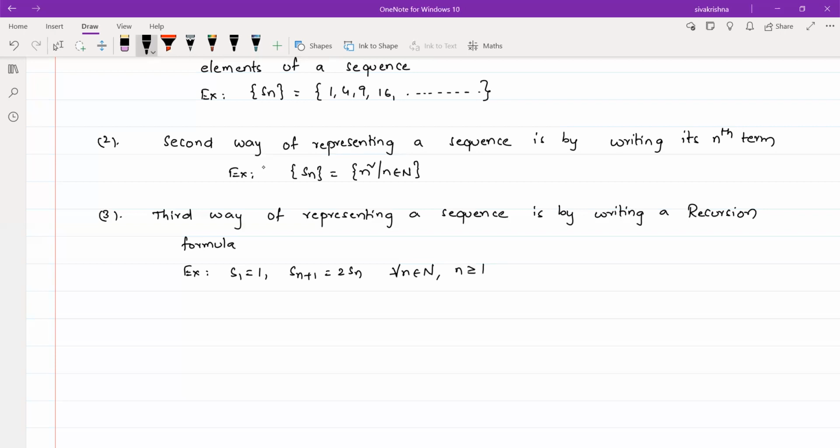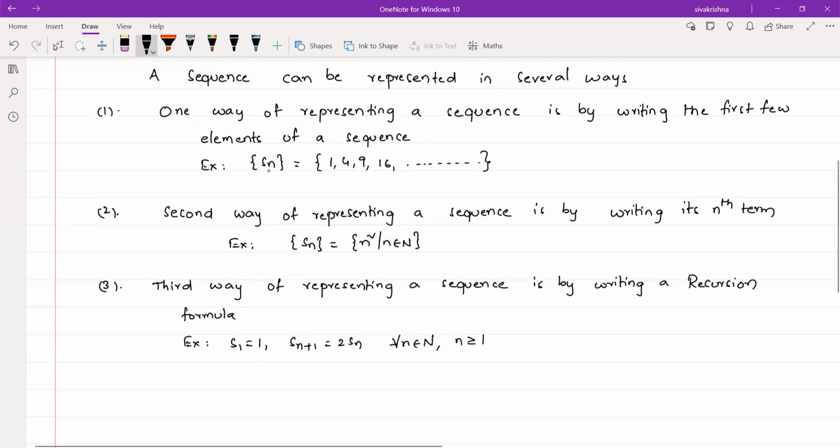It means with the help of its previous term only, we are able to define the next term. If you want to write S2, we need S1. If you want to write S3, we need S2. So with the help of its previous term, we define the next term. This way of representing a sequence is nothing but a recursion formula. So a sequence may be represented in any of these three ways.